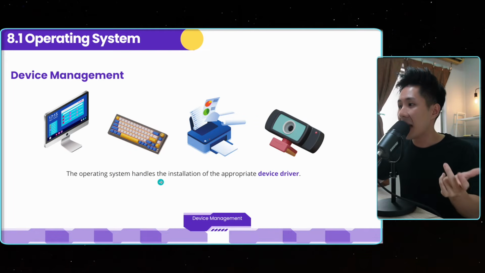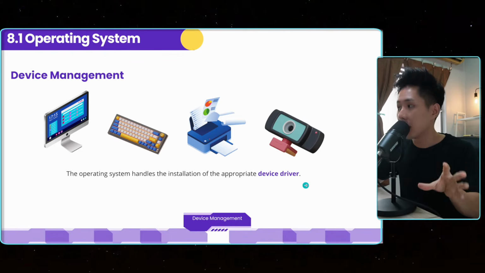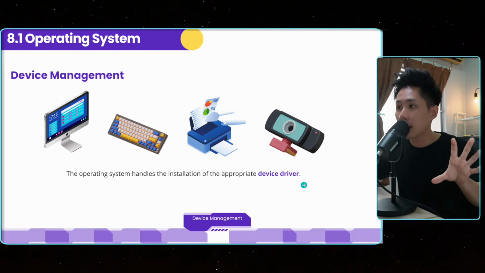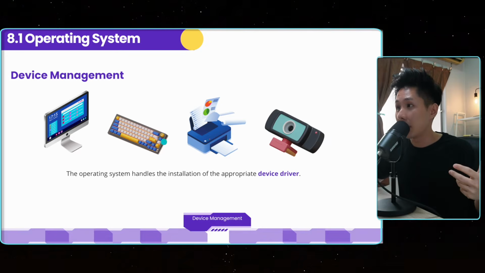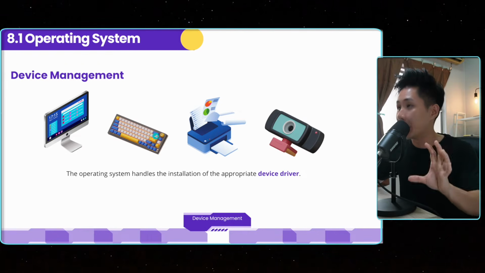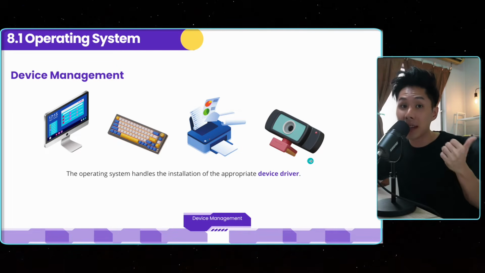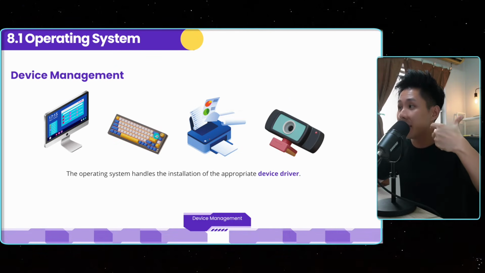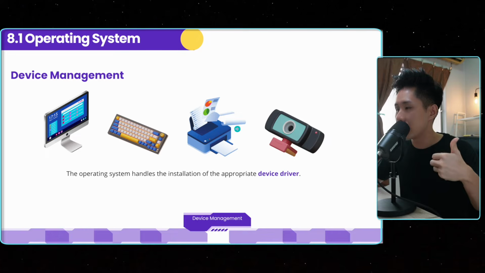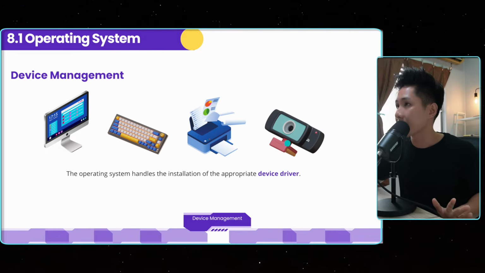Device management. The operating system handles the installation of the appropriate device driver. So a device driver is software that allows a certain hardware, for example, a keyboard, to communicate with the computer. So the OS will help us to install all these device drivers so that as a user, you don't have to go and find the device driver for a webcam, for a printer, for a keyboard. These are all carried out by the operating system.